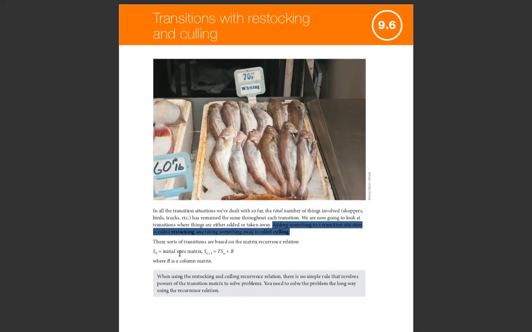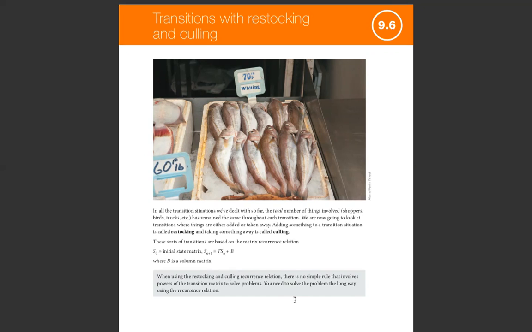We still use the same formula, if you remember from the last exercise. It's an initial state matrix to start with, and then for the next state we use the transition matrix times the initial matrix, but the difference is we are adding plus B. B would be a column matrix. It could represent the restocking when we are adding some things to it, and also culling.